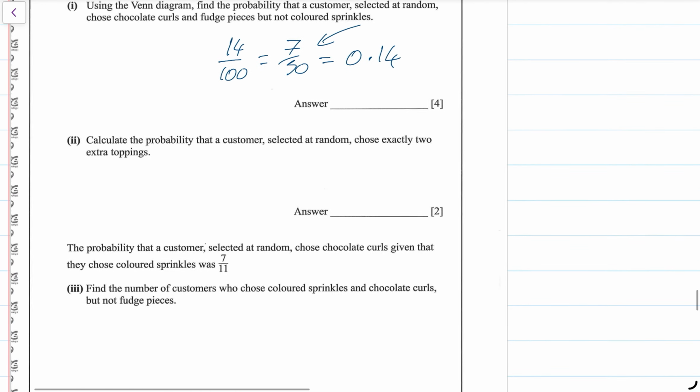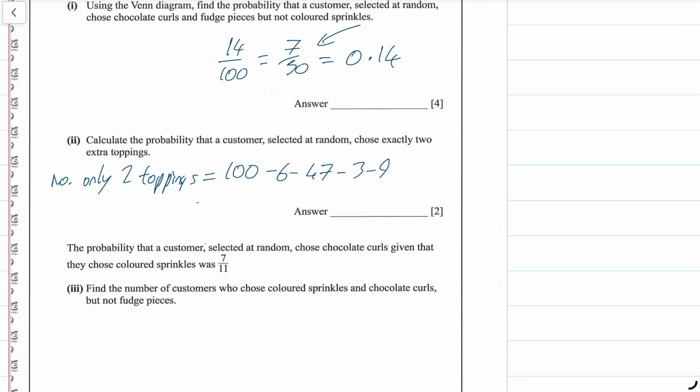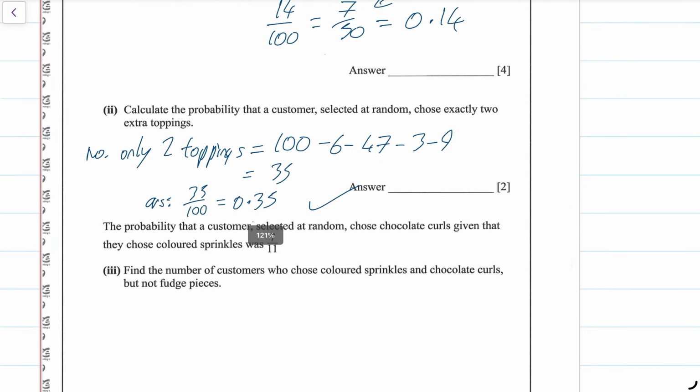So it's quite tricky. So you calculate the probability. So we'll just say the number for only 2 toppings. There were 100 people altogether, and you take away the 6, you take away the 47, you take away the 3, you take away the 9. That gives you 35. So your answer then is going to be 35 over 100. Give it at 2 decimal places as well, 0.35.